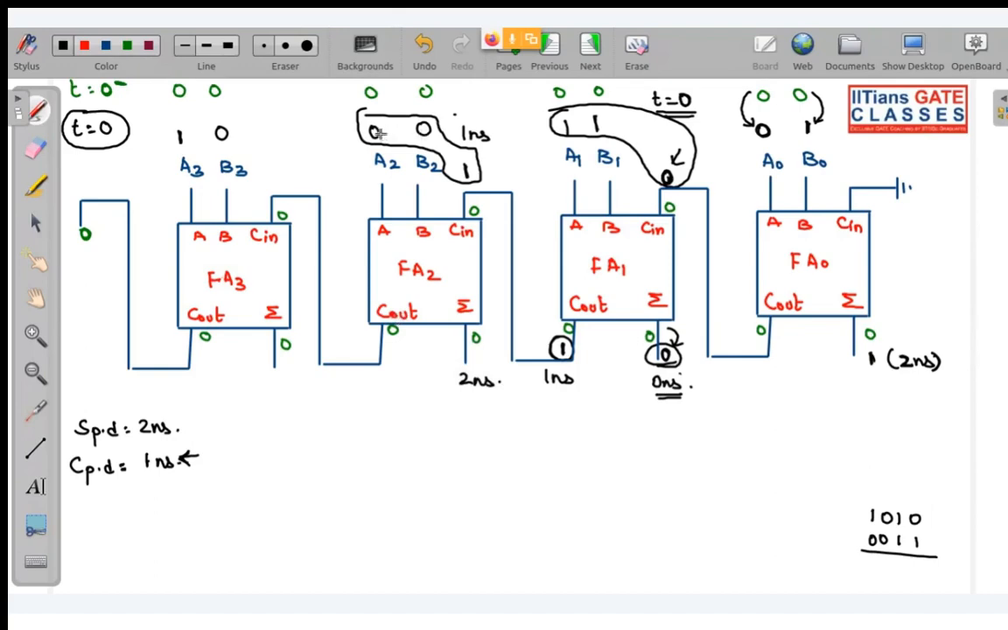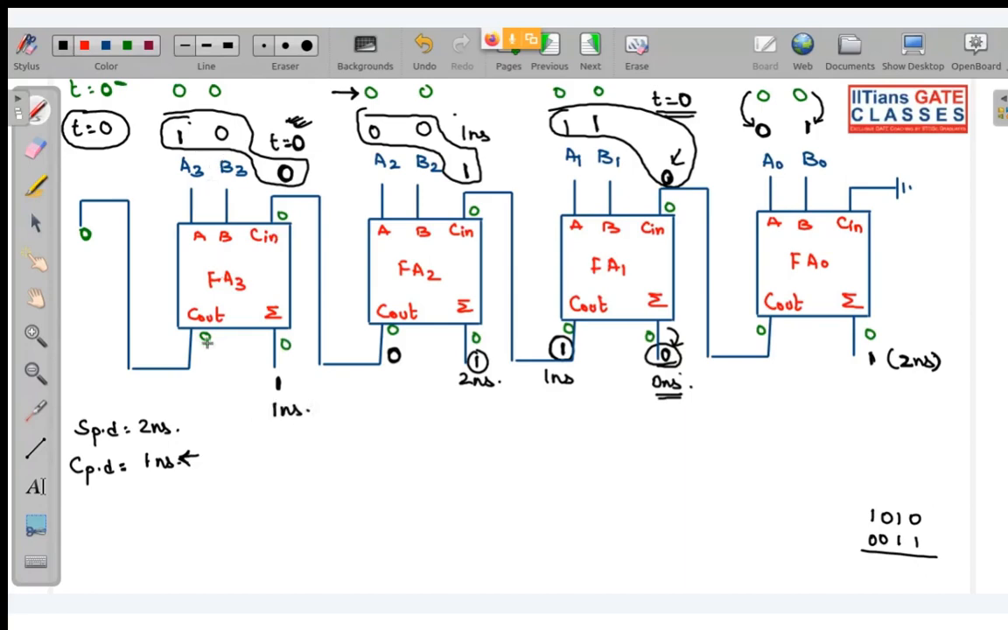See, when I add 0 plus 0 plus 1, sum will be 1, but carry will be 0, and initially carry was 0. Again carry will be 0. So this 0 is actually present from t equal to 0 nanosecond only. Okay. So all the input of this full adder, this was present from t equal to 0. Now when I add this 3, my sum will become 1. So this sum will be generated at 1 nanosecond. Why? Because all the 3 inputs were present at 1 nanosecond.